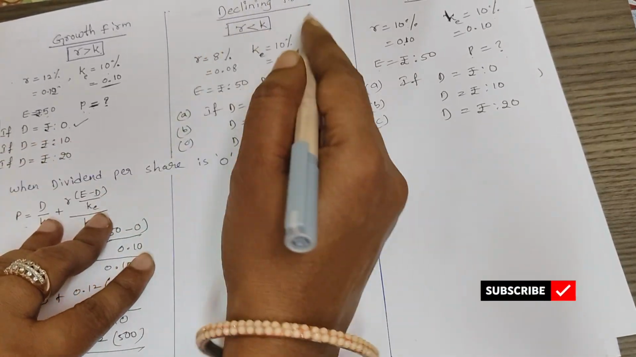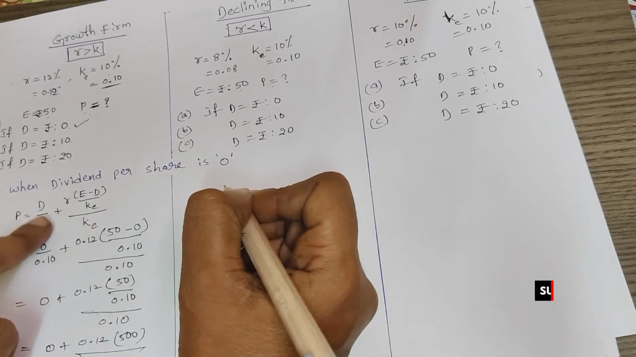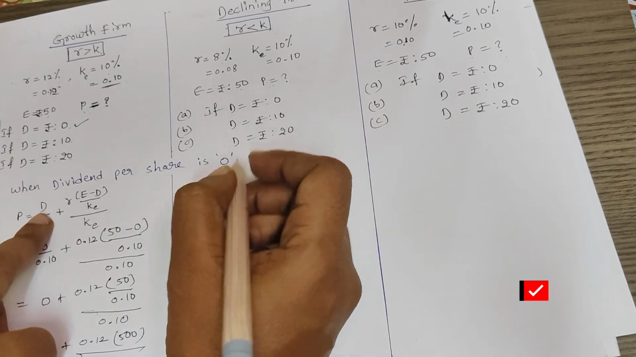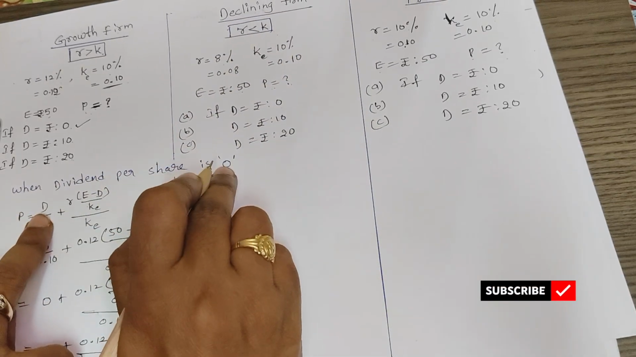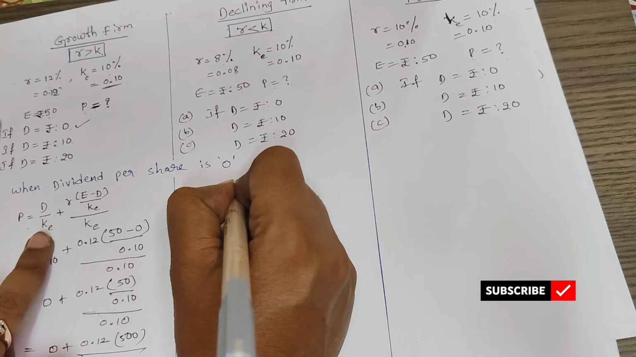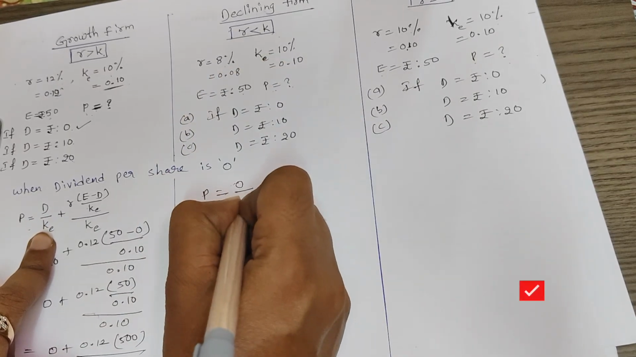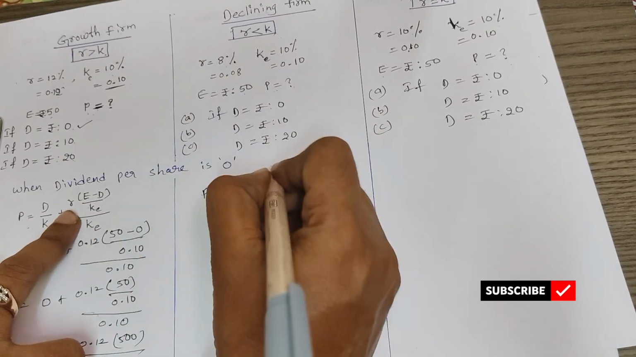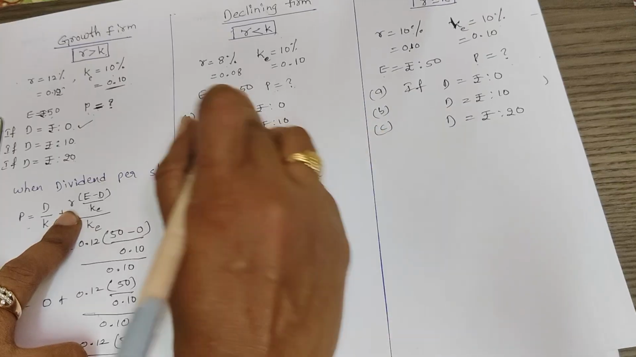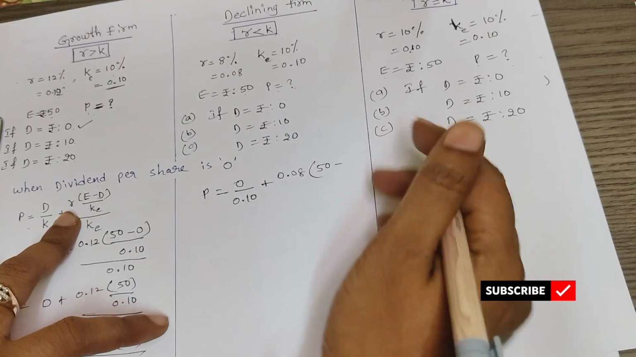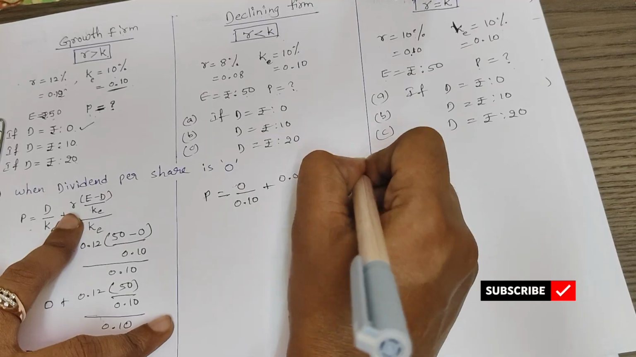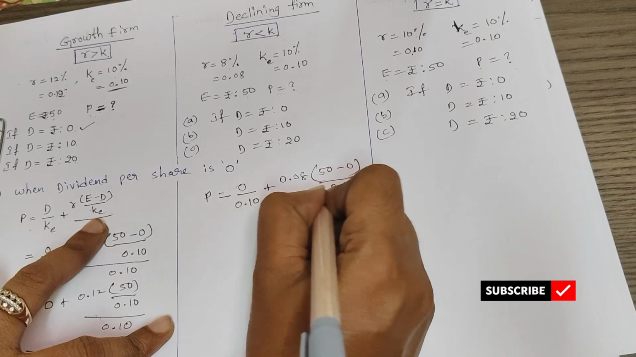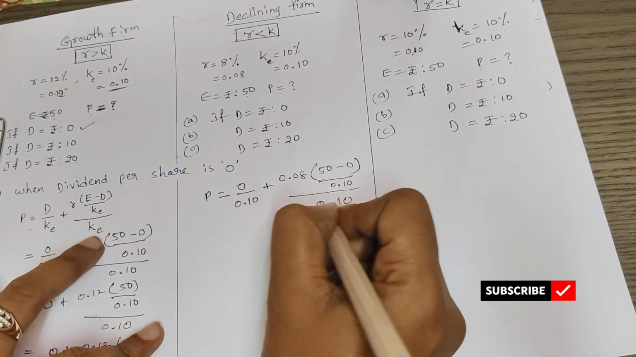Likewise, if it is declining form, what is our P value? So here same formula we are using. I'm not writing the formula here, just applying values. So when declining form, what is D value? D value is 0 only. 0 divided by, what is KE? 0.10 plus, what is R value in the declining form? 0.08. R value changed. 0.08 into E value as it is 50, and D value 0, divided by K value. What is our K value? 0.10, divided by again 0.10. K is equals 0.10.